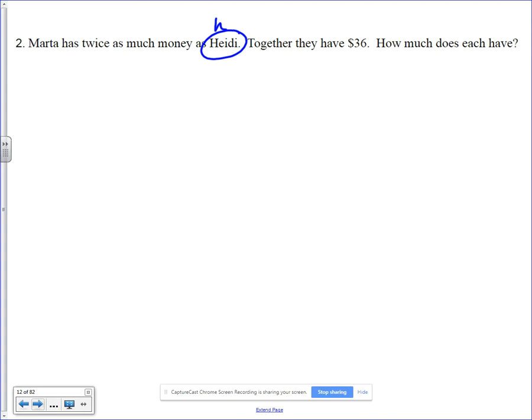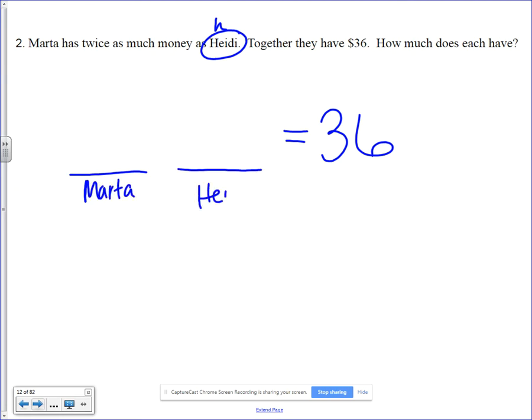Okay, you guys aren't answering my question. Listen to my question. If I know that all together they have 36, that should tell me something about my equation. No. How much do they have all together? So my total should be 36, shouldn't it? Don't they have that all together? So let's break this down. If I have Marta's and I have Heidi's, this gives me the total, right? What do I do with their 2 amounts to get the total? I'm going to add them, right? Now, I already know what Heidi is. What am I using for Heidi?